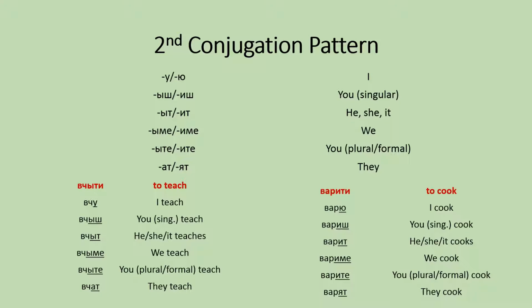Vareme. Vareme means we cook. Varete. Varete means you plural or you formal cook. Variat. Variat means they cook.